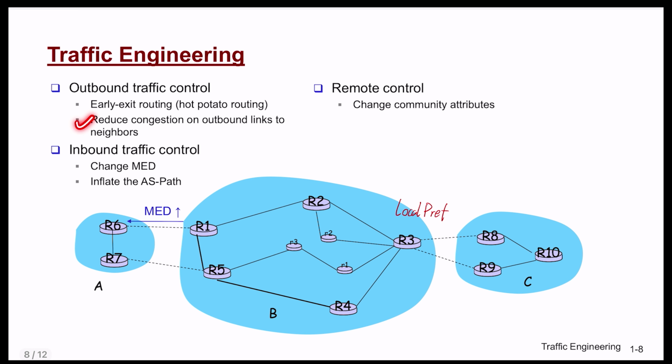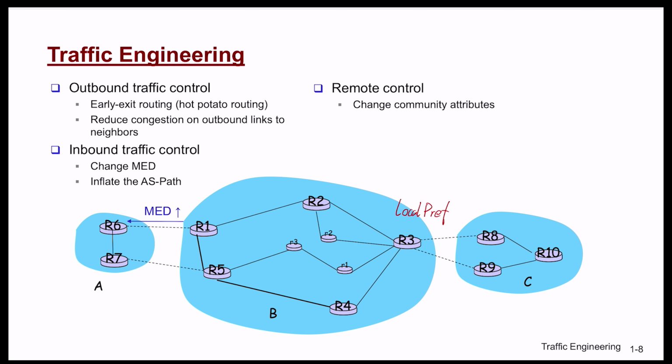Another common scenario is reducing congestion on outbound links to neighbors and balancing traffic. In this figure, assume that there's lots of traffic going through R8 to R3, and R8 is overutilized and needs maintenance. Here we can assign a higher local preference number for routes going from R9 to R3 to cope with this problem.